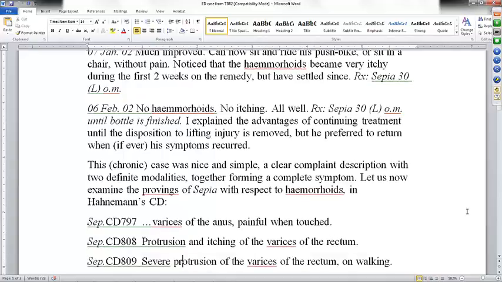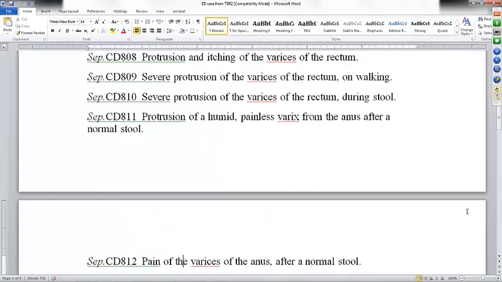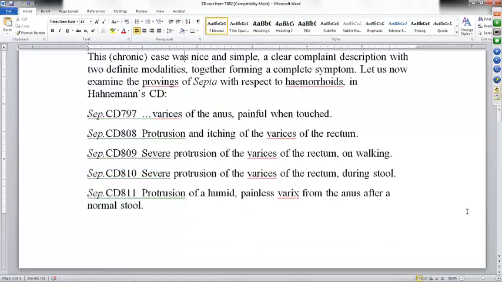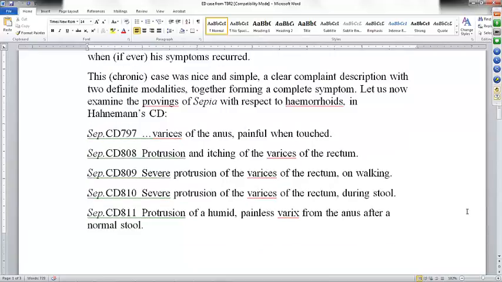And then George Dimitriadis writes, this chronic case was nice and simple, a clear complaint description with two definite modalities, together forming a complete symptom. Let us now examine the provings of sepia with respect to hemorrhoids in Hahnemann's Chronic Diseases. Again, just 3 symptoms, okay? And here are the different symptoms from Chronic Diseases for sepia.